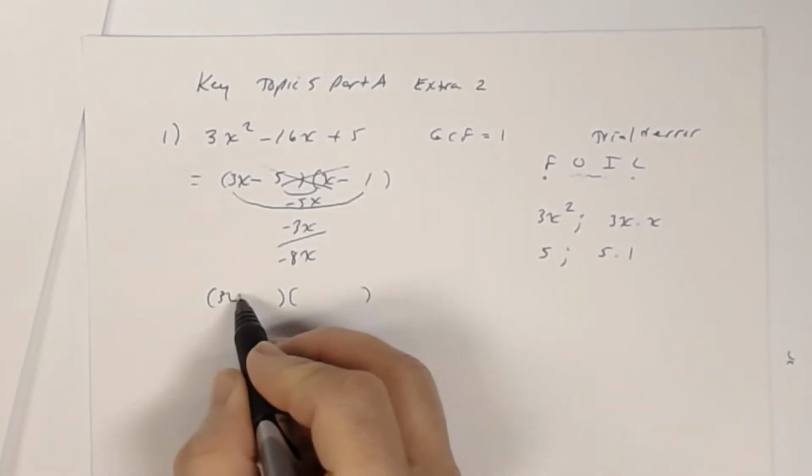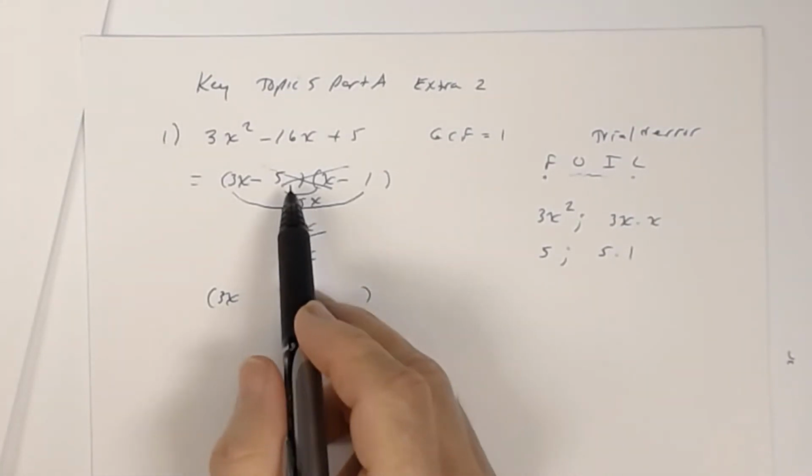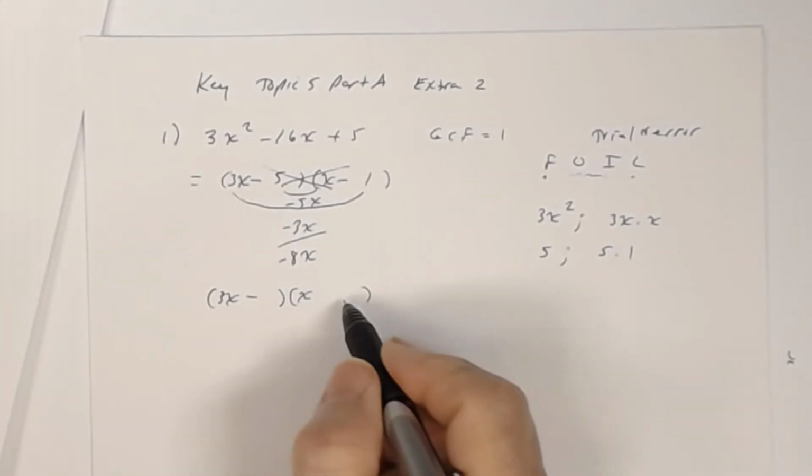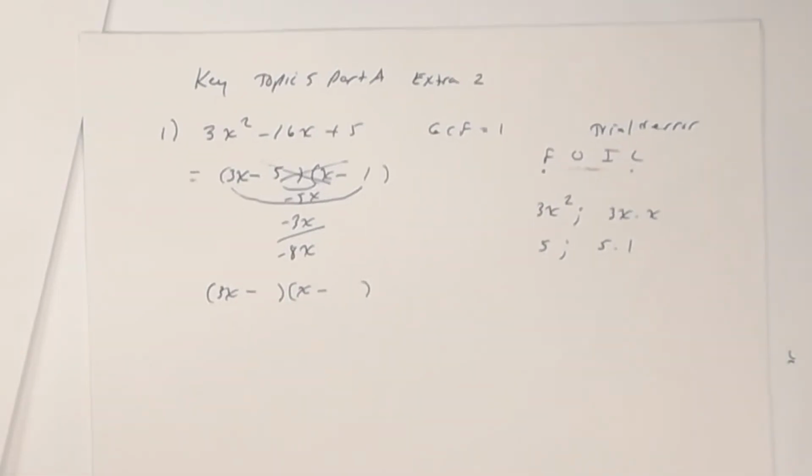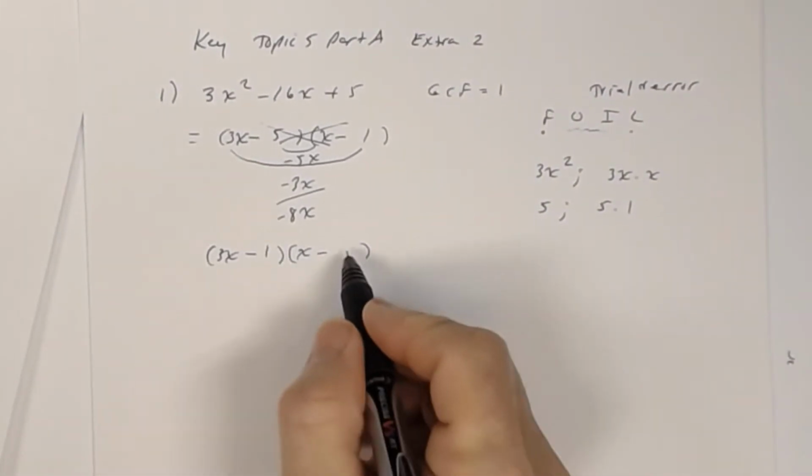So let's try something else. Let's still put the 3x here and the x here, and remember there were two subtraction symbols, but instead of putting the 5 here, let's put the 1 here and the 5 here.